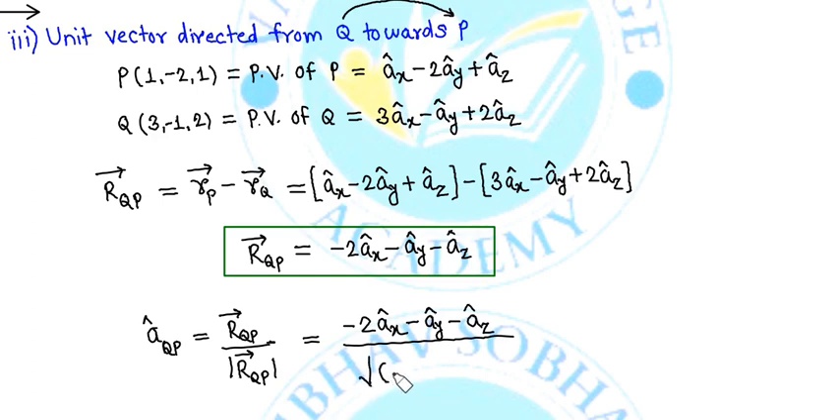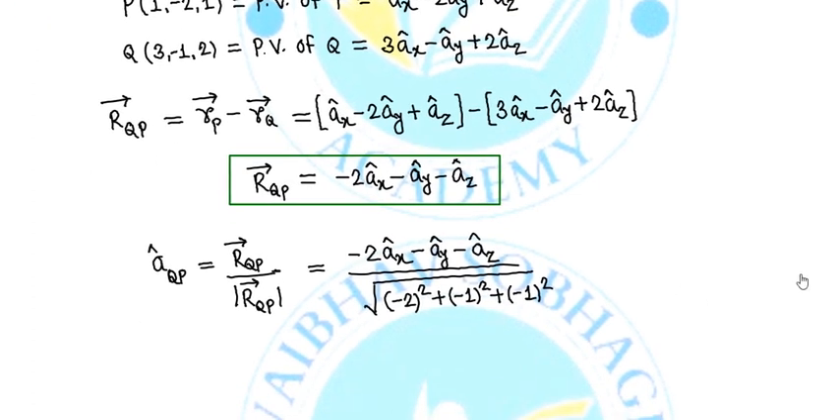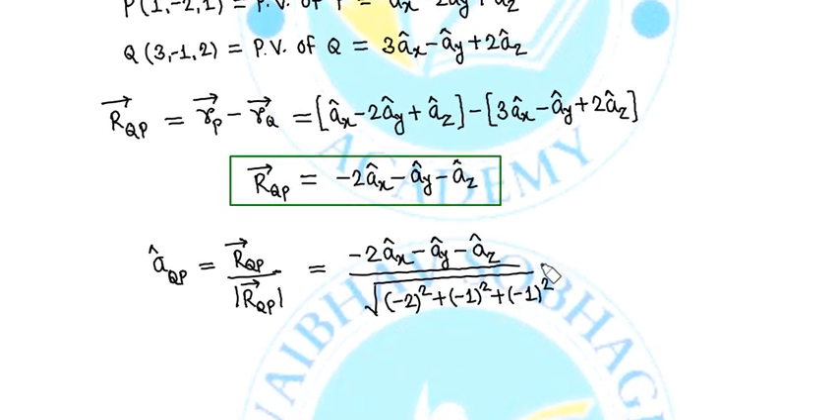So that is the square root of minus 2 squared plus minus 1 squared plus minus 1 squared again. Now simplify that. If you have done enough practice, it will be easier for you. I am not simplifying it in detail; I hope you know about that.